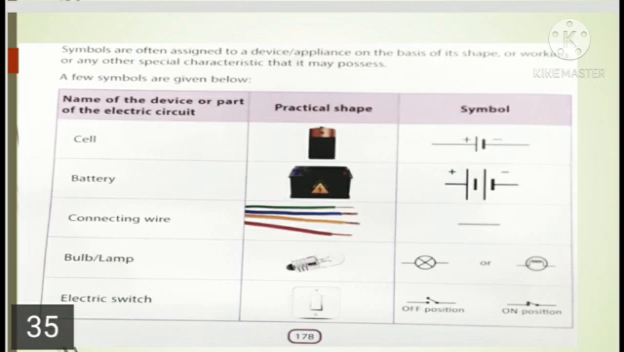Now we are going to take our next topic, that is, electricity is a good servant but a bad master. And that's why it is said that it is better to be safe than sorry in case of electricity.